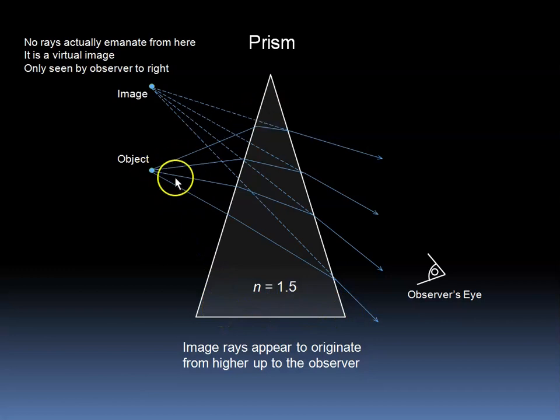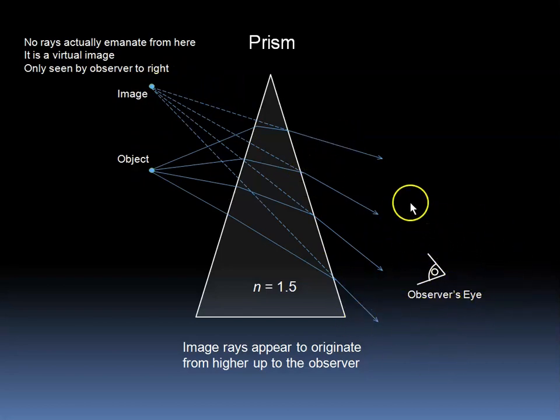We have an object with divergent rays which are being bent according to Snell's law as it crosses the boundary on this side from air to glass. The rays are bent towards the normal, and on this side, when exiting the glass, the rays are bent away from the normal. The overall effect is to change the direction of the rays that appear to be coming from an image higher up than the object to an observer on the right.